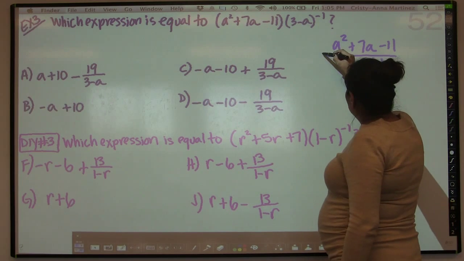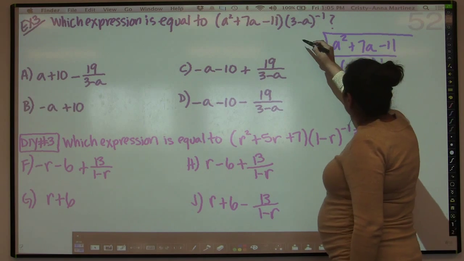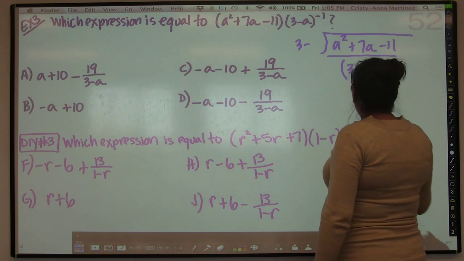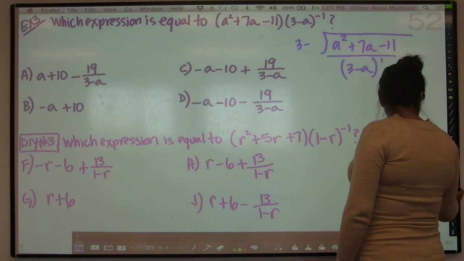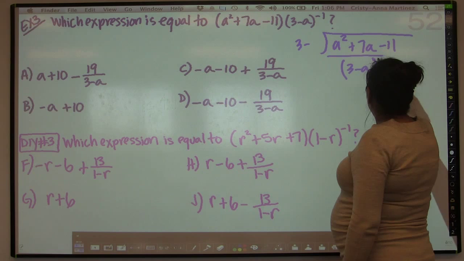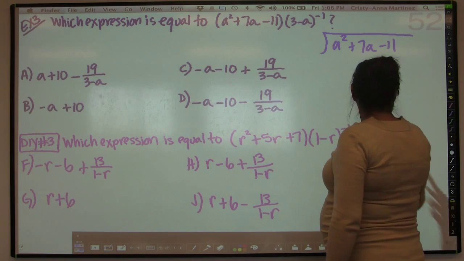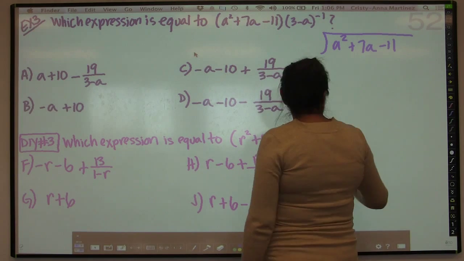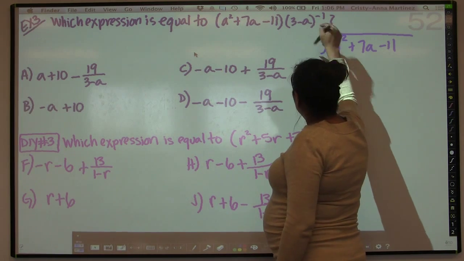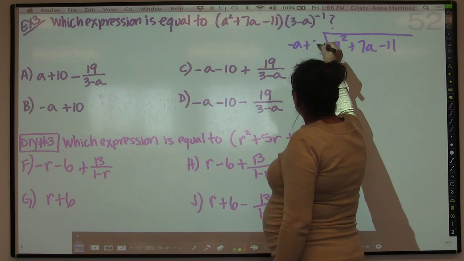So what I'm going to do is write it as an actual division problem, put my 3 minus a over here. And I want to put it in the right order. So first I'm going to take this off. I just wanted to show you how that works. And then instead of writing 3 minus a, I'm going to write negative a plus 3.